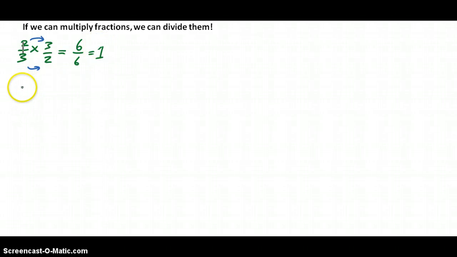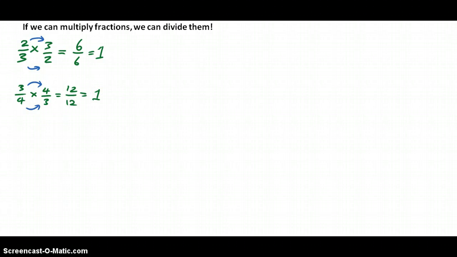Okay, let's just play with it a couple more. Let me do 3/4, and I'll multiply that by 4/3. Without thinking about it, what do you think the answer is going to be? Well, we'll multiply the tops to get 3 4s are 12. We multiply the bottoms to get 4 3s are 12. We end up with 1.